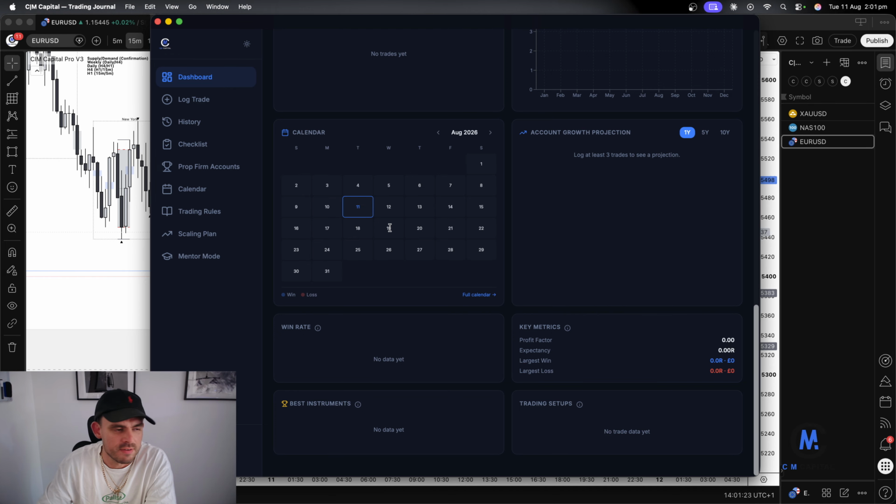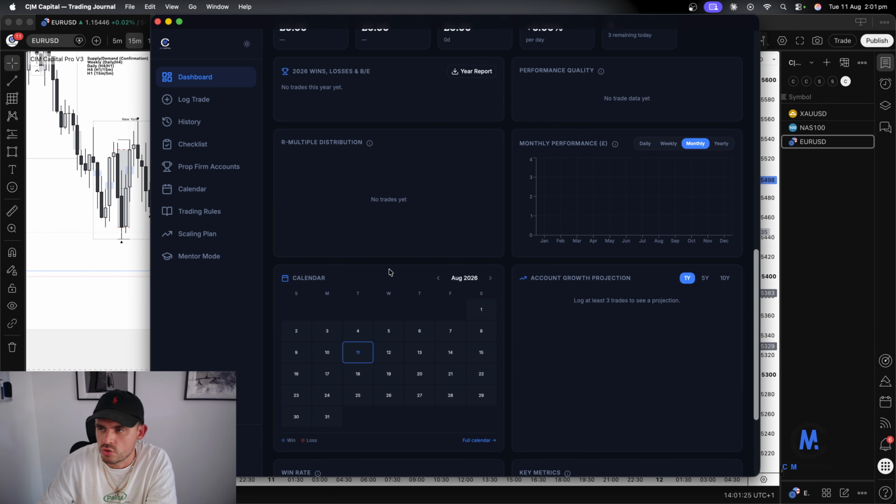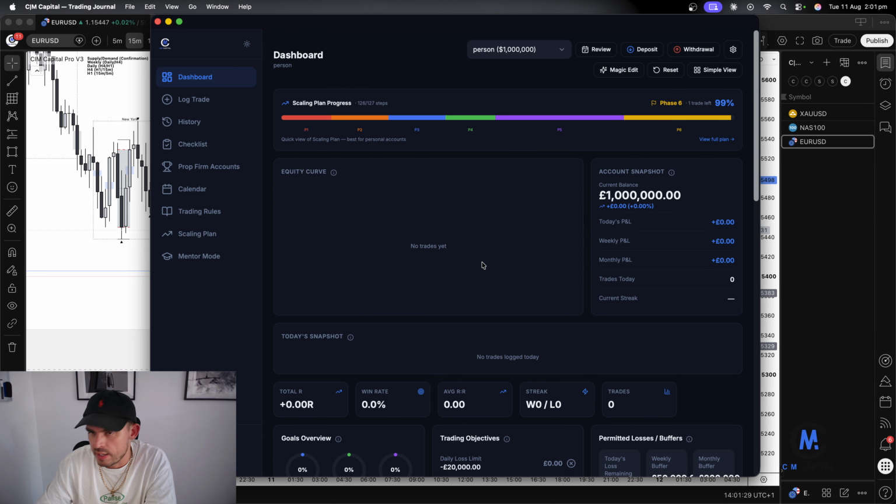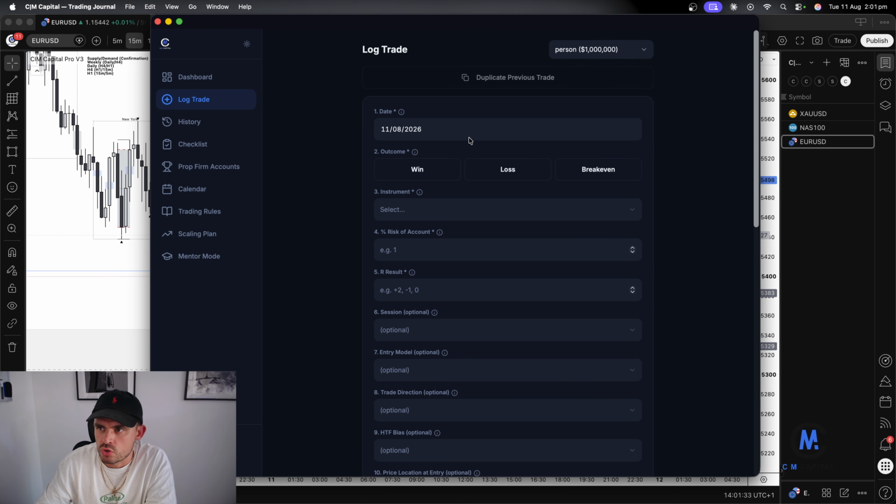But obviously there's nothing here at the minute because we haven't actually put in any trades. So let's go ahead and put in a trade. So log trade, and obviously it's always going to be the day you go to log trade. So let's just do a win. Euro, US dollar, and obviously there's not many here, but you can add custom assets. So say you trade Great British Pound JPY.